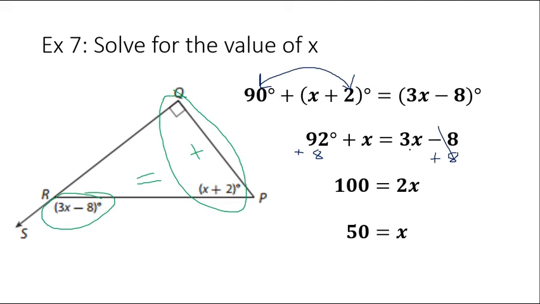Oh, I forgot one step, sorry. I'm also going to subtract x from both sides. So those x's eliminate. And then 3x minus x is 2x. So then I have 100 equals 2x. Then I divide by 2. And then 100 divided by 2 is 50. So x equals 50.